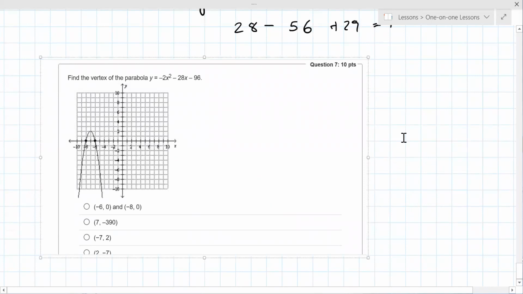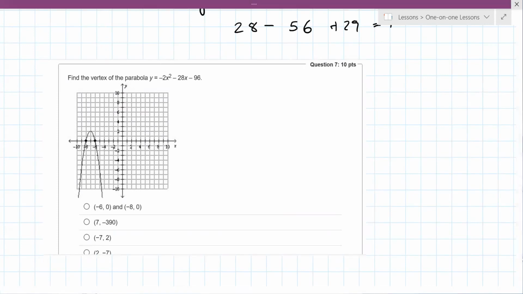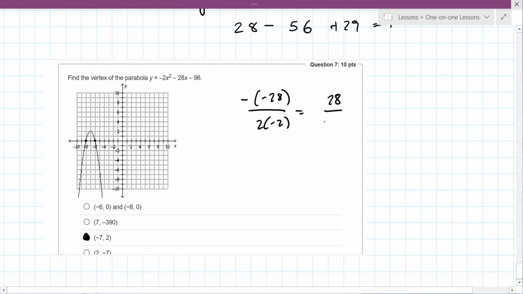I can't hear anything you're saying. -7, 2. Now, if we use formulas, it's minus b over 2a, which is 28 over -4, which is -7. And because it's given, we don't have to worry about putting it back in. Plus, we can just look at it right there and see it, which is really nice.